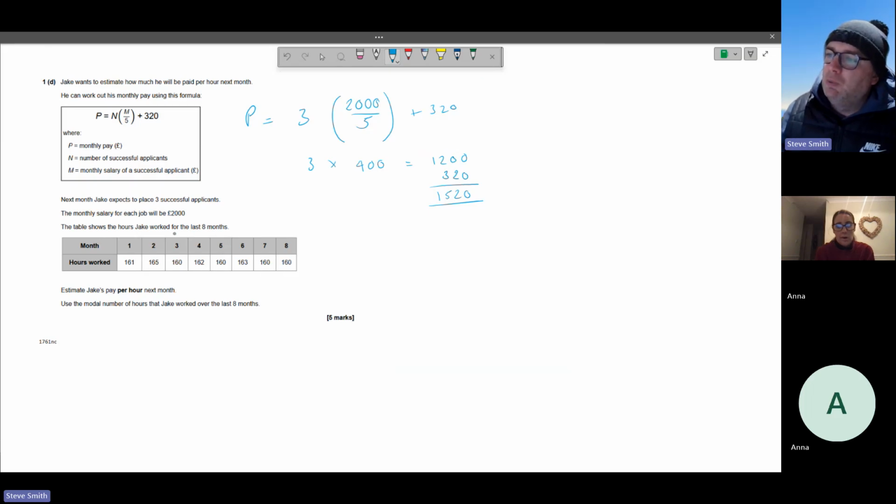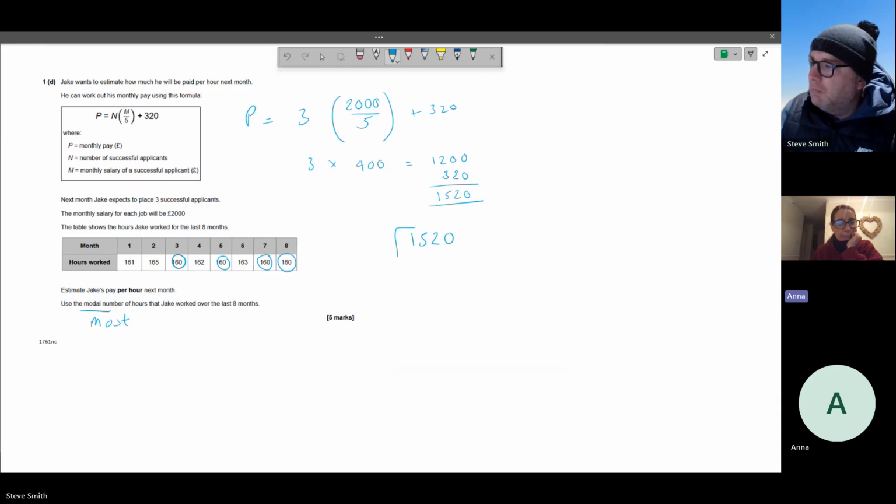The table shows the hours Jake worked for the last 8 months. Estimate Jake's pay per hour next month. Use the modal. Modal is most common. 160 appears once, twice, 3, 4. Okay, so it appears 4 times. So estimate Jake's pay per hour. Okay, so that's his monthly pay, 1,520. And the number of hours he worked is 160.